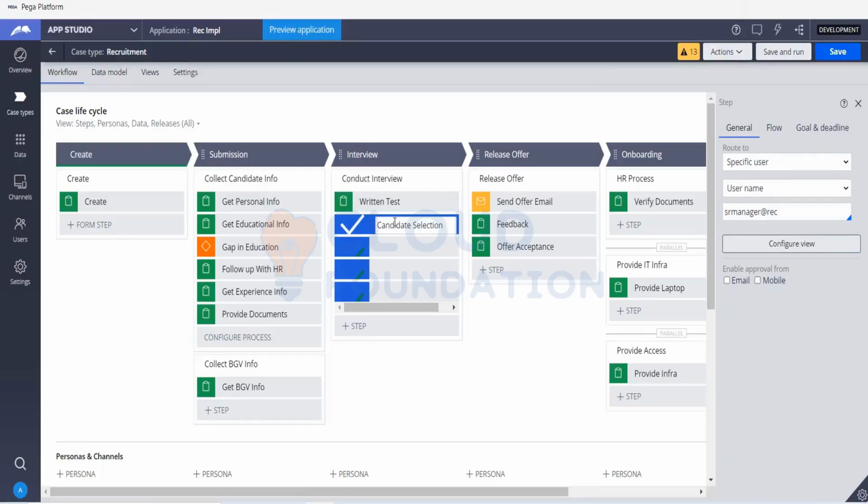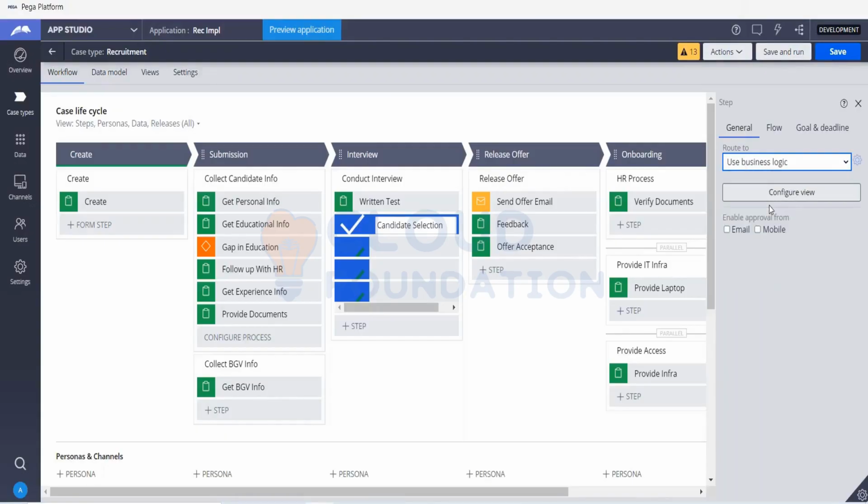Let me select this candidate selection. The routing could be a specific user. It could be a work queue or it could be business logic also. All 3 are possible. Now we know all these 3, right? Specific user, work queue, we know these. And what about cascading approval? Where is it coming from?